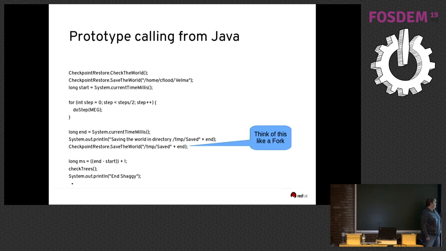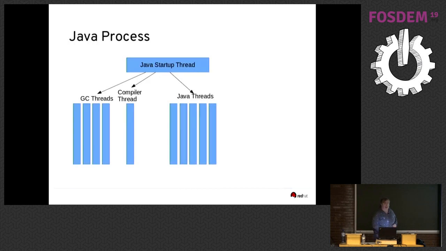And so that just gives you an idea of what checkpoint restore, check the world, save the world, saving the world twice. That stuff all works now. All right, so how does CRIU work under the covers? Because if you're skeptical like I am, you want to know.